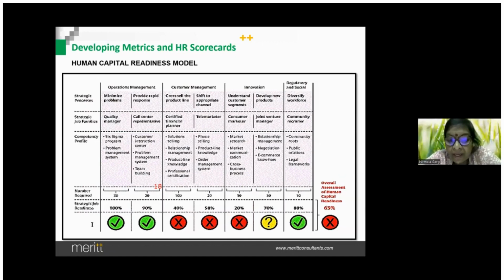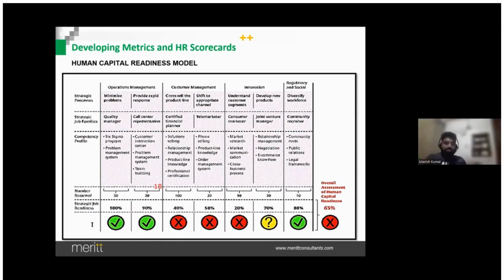100% of 18. So simple. Now what will you do? So that means your readiness is only 90%. Likewise, let us take another example. Which example should we take? Should we take telemarketer?